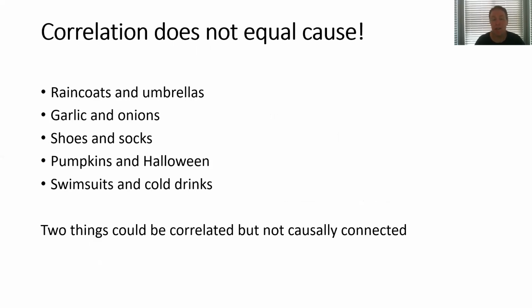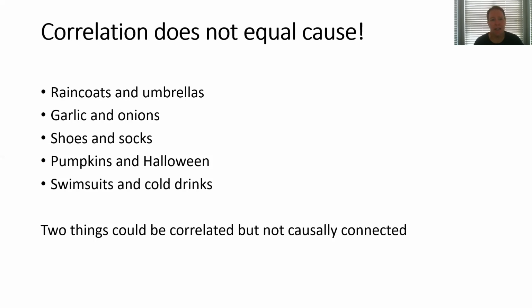Raincoats and umbrellas, they're correlated. People often wear raincoats at the same time that people are using umbrellas. Doesn't mean that the raincoats cause the umbrellas or the umbrellas cause the raincoats. So just because two things happen together or in correlation doesn't mean that they cause each other. Garlic and onions. Whenever I use onions, I use garlic, pretty much. But that doesn't mean the garlic causes the onions to be cooked. Shoes and socks, they're correlated, no cause and effect really.